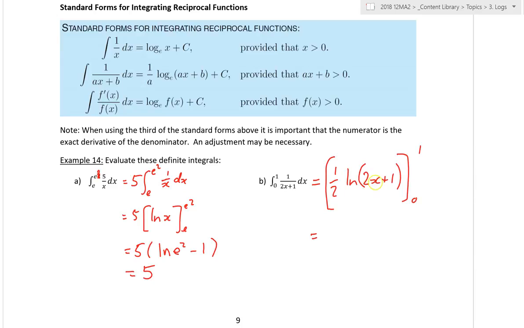So I put 1 in here and I get 1/2 times the log of 3, and then I put a 0 in here and I get the log of 1, right? 2 times 0 plus 1 is 1. The log of 1, remember, is 0, so I don't need to worry about the thing I'm going to subtract. That's my answer there, 1/2 log 3.